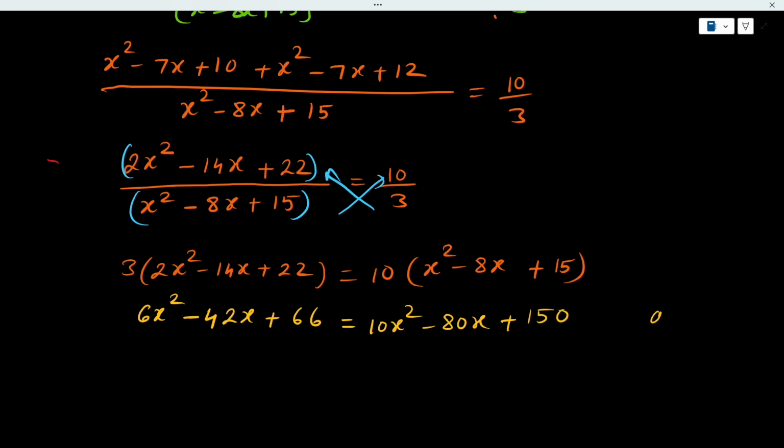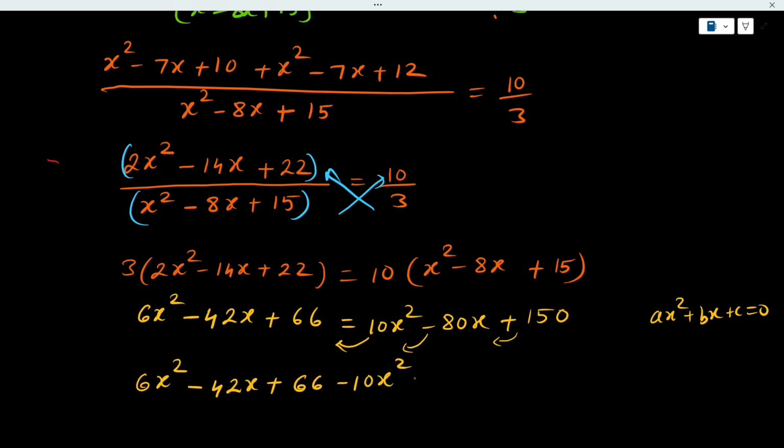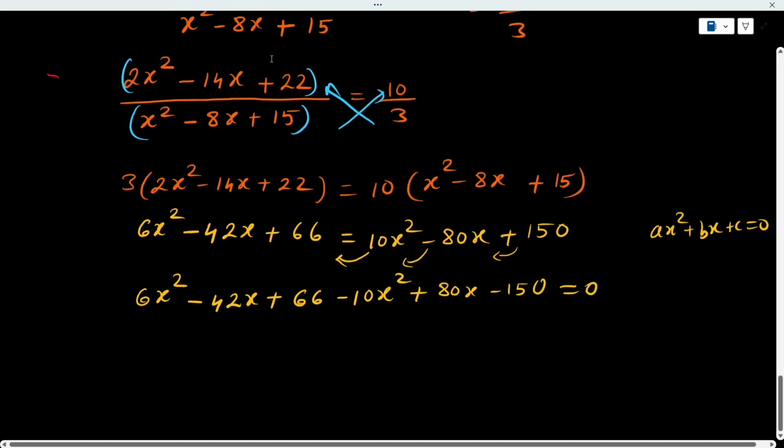Now we need to get here ax square plus bx plus c equals to 0. That means I have to take all the terms to one of the side. So I'm bringing here all the terms from left hand side to right hand side, and then we'll decide with the sign. So 6x square minus 42x plus 66 minus 10x square plus 80x minus 150, and nothing is left to the right hand side.